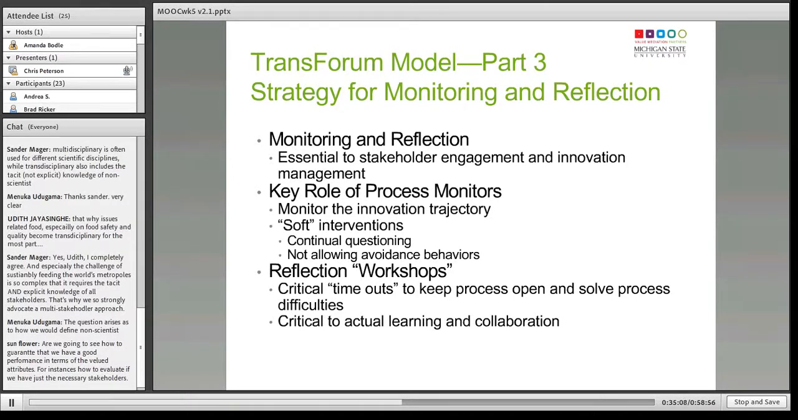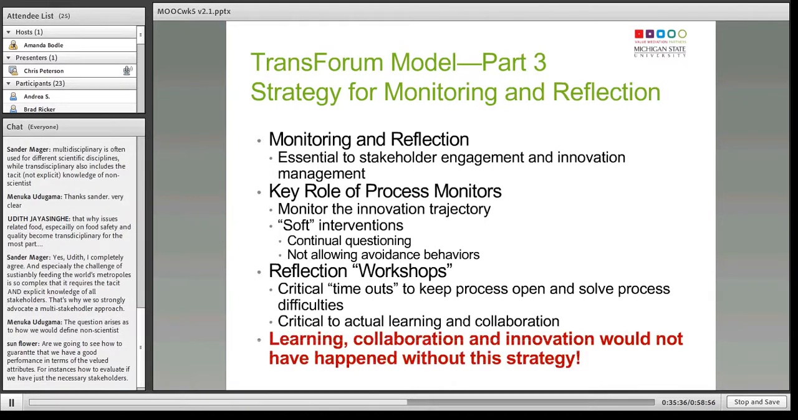And part of these reflection workshops were this very notion of stopping at key moments in the life of the project and saying to the group, what have we learned and what has our collaboration created? Now, again, based on my in-depth interviews, I really came to strongly believe that learning, collaboration, and innovation would not have happened without the presence of these process monitors and the reflection workshops.